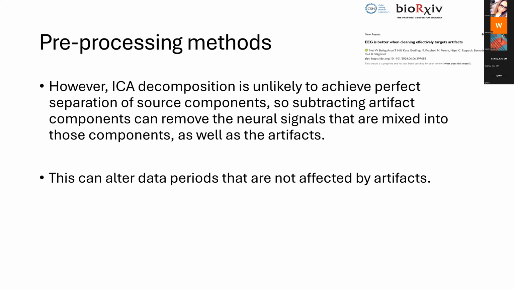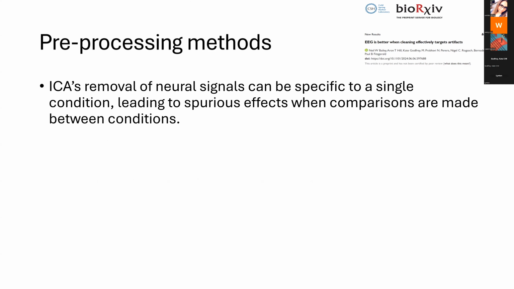And that might be something that Arnaud or others disagree with. I'm going to present a bit of data to support it, but it's still an open question, I think. So ICA's removal of neural signals can be specific to a single condition, which can lead to spurious effects when comparisons are made between conditions. That's what we've found. We have a preprint, which I guess is responding to some extent to Arnaud's publication, where we have said EEG is better when cleaning effectively targets artifacts.